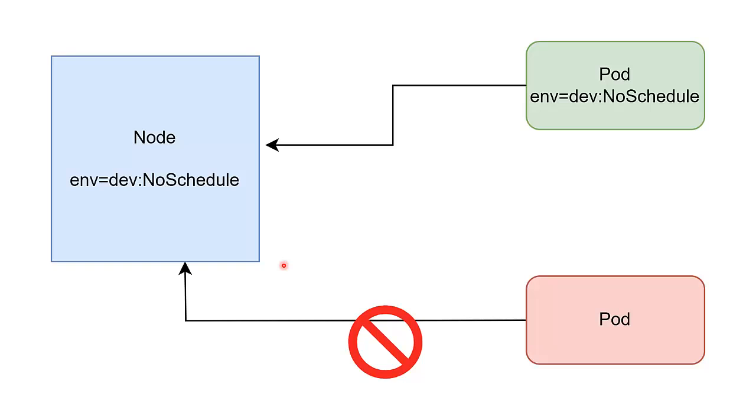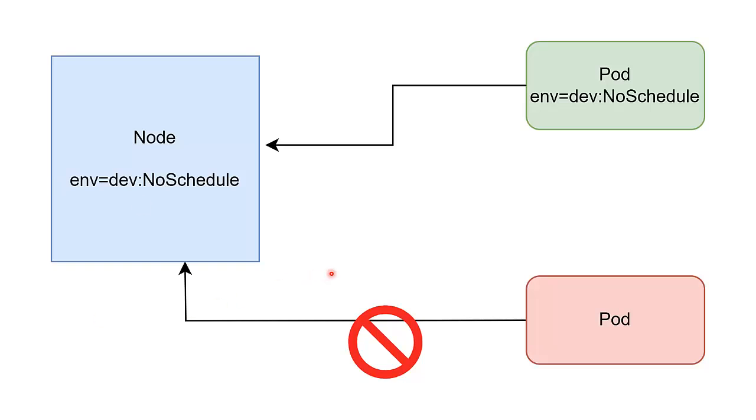Taints and tolerations are very useful for isolating workloads and scheduling critical or special purpose pods like GPU-based or system-level jobs. Think of it like this: taints repel everything, but tolerations act as exceptions that allow some pods through. This mechanism gives us fine-grained control over where workloads can run in the cluster.